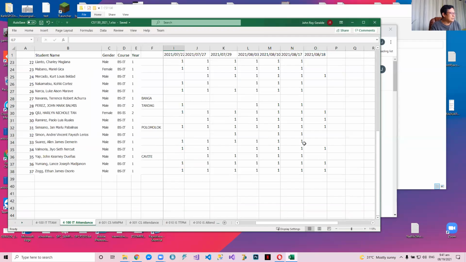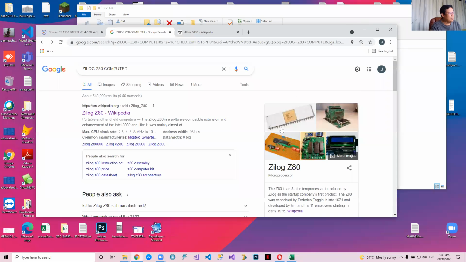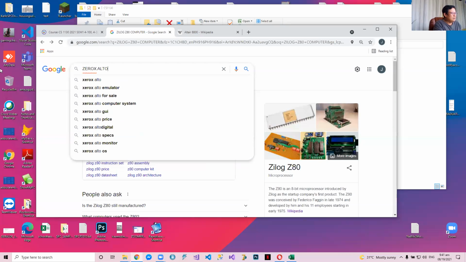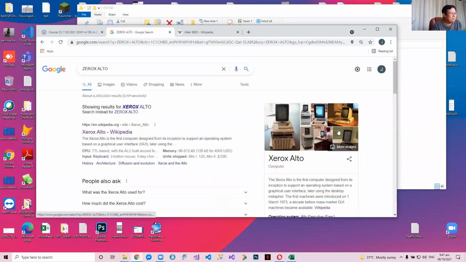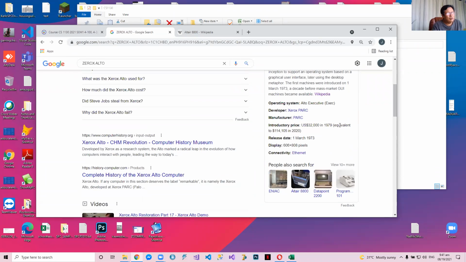So 1974, 1975 yun, no? Yung Zilog Z80 at saka Altair. Okay. Then Xerox Alto. First computer with a mouse. 1973, no? You follow? It's the first computer, 1970. Mas una pa ito, no? But the computer that's considered a personal computer is Altair and Zilog. Okay. First computer with a mouse is Xerox Alto.